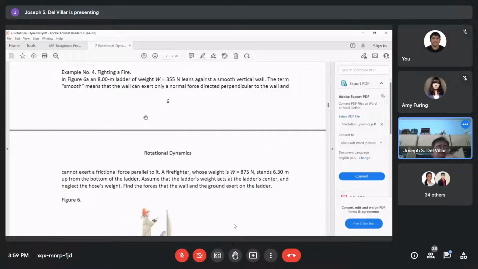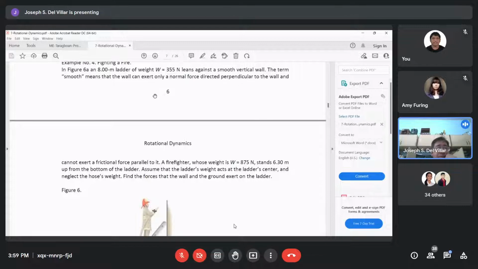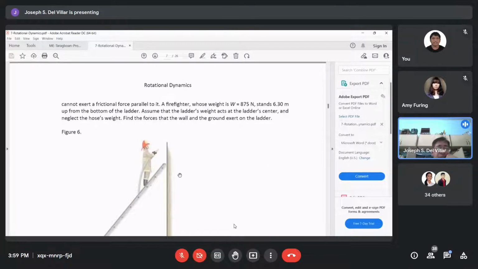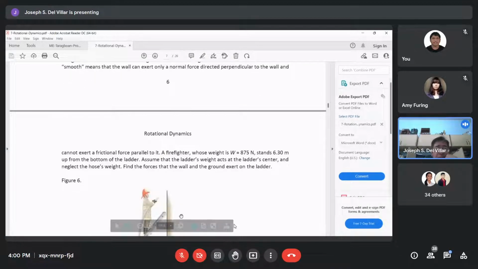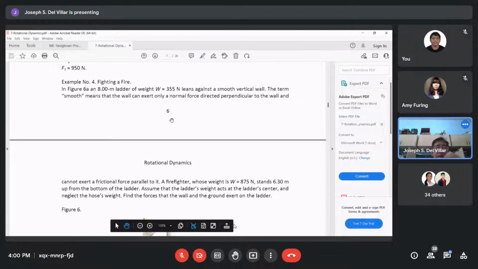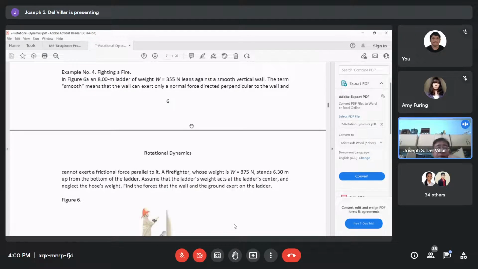Okay, so in this figure, an 8-meter ladder. Okay, so the length of the ladder is 8 meters. Of weight W equal to 355 newtons, leans against a smooth vertical wall. Smooth vertical wall. So that means to say, kapag smooth, friction is neglected. Walang friction between the ladder and the wall. Okay? So the weight of the ladder is 355 newtons.